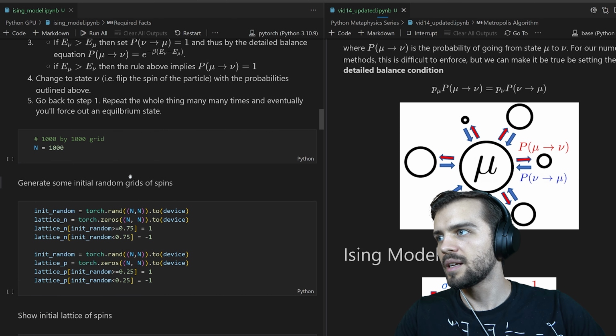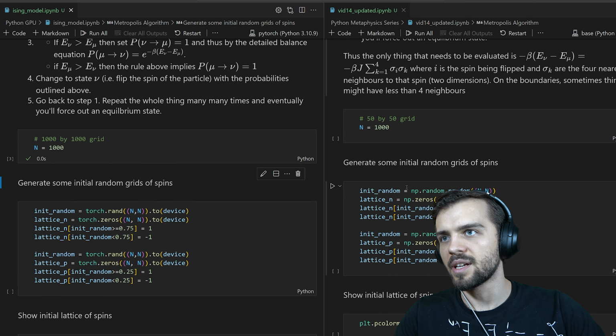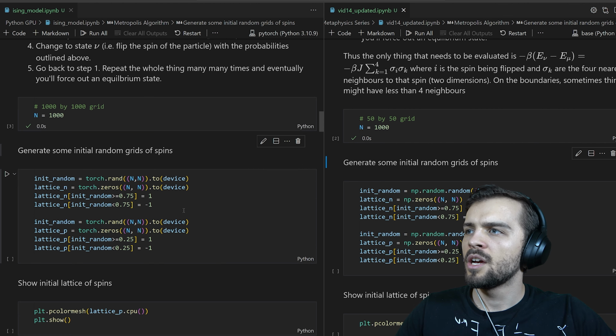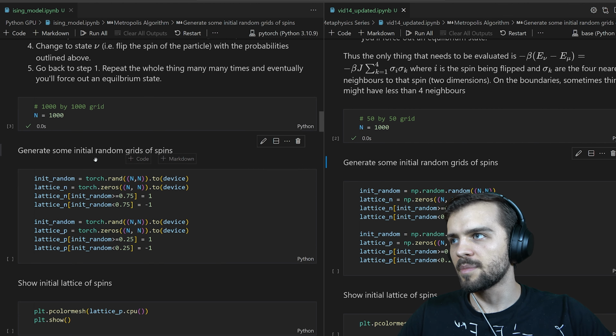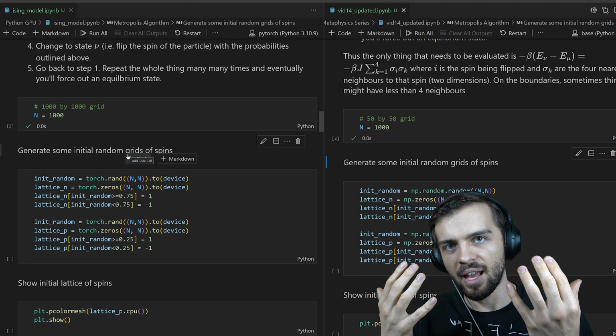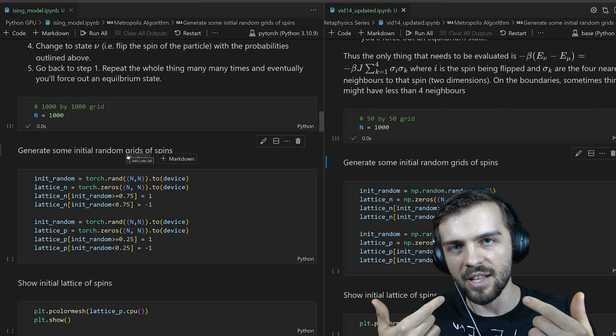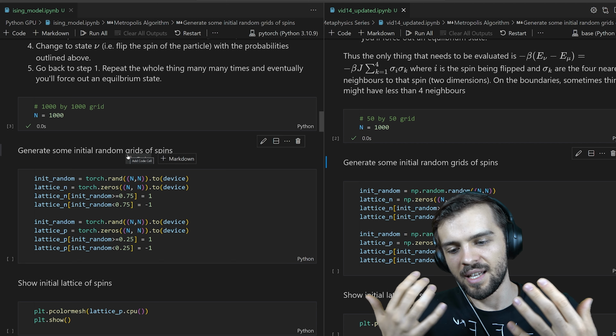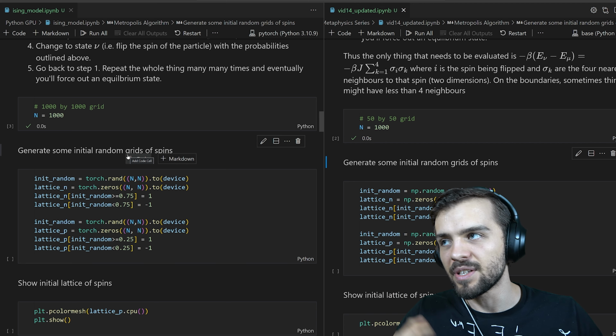And then we'll run some stuff here. So here's n equals 1,000. The first thing we'll do is generate some initial random grids of spin, because we want to start with some initial state, and then we're going to let the algorithm advance, and we'll move into the equilibrium state at that given temperature.